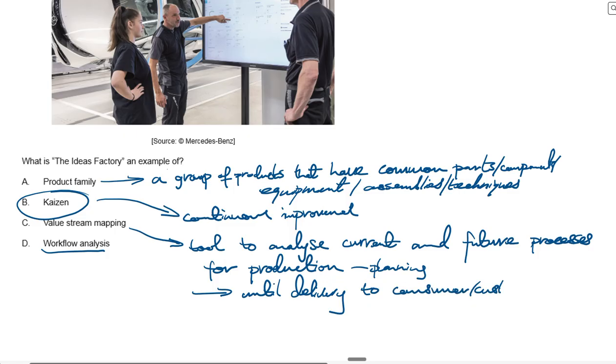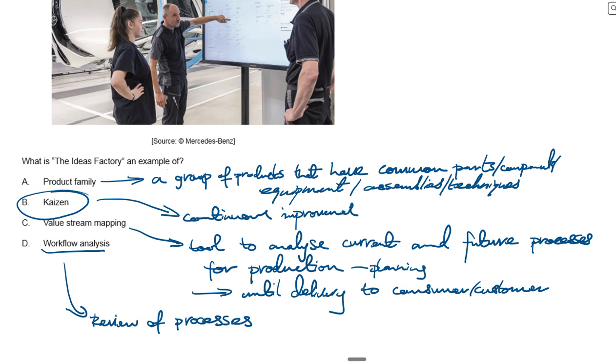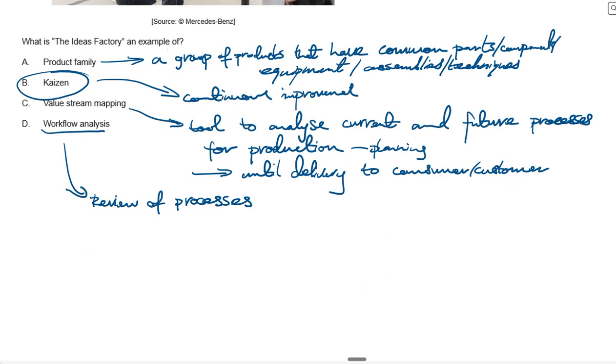Workflow is or review of processes. This is our overview in a workflow. So there's different processes in a workflow. So think of a flow chart. So just search up what a flow chart is, and that is essentially what we're talking about when we mention workflow.